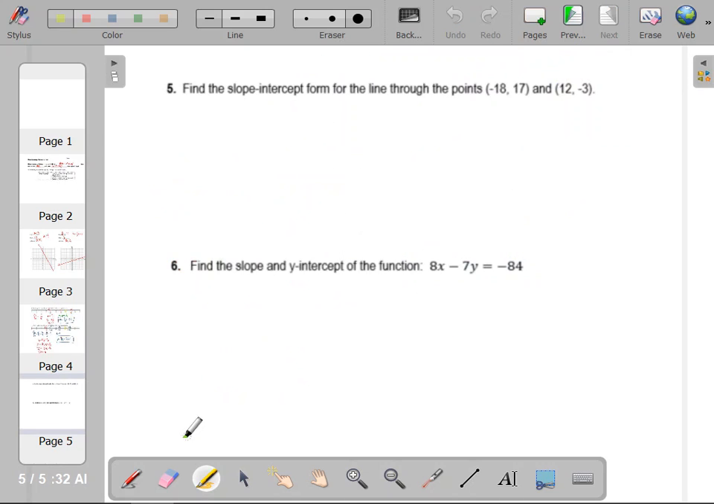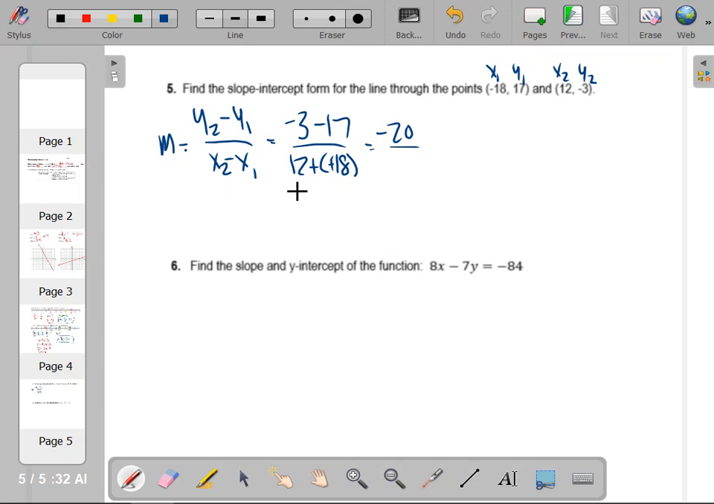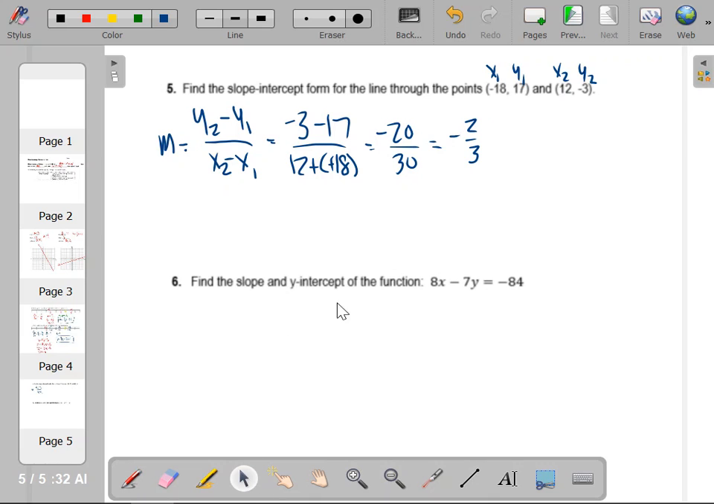What if you're just given two ordered pairs? Well, another way we talk about slope is using the equation y2 minus y1 over x2 minus x1. So it helps to label these points x1, y1, x2, y2. And you can see my other notes on slope-intercept form here to help with more examples. Negative 3 minus 17, y2 minus y1 over x2 minus x1, 12 minus negative 18 is negative 20 over... When you subtract a negative, that's the same as adding. So this is negative 20 over 30, which will reduce to negative 2/3. So a little bit more work to get the slope, but that's okay.